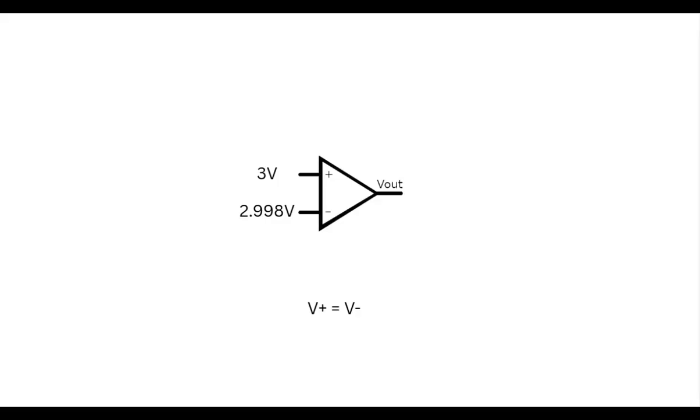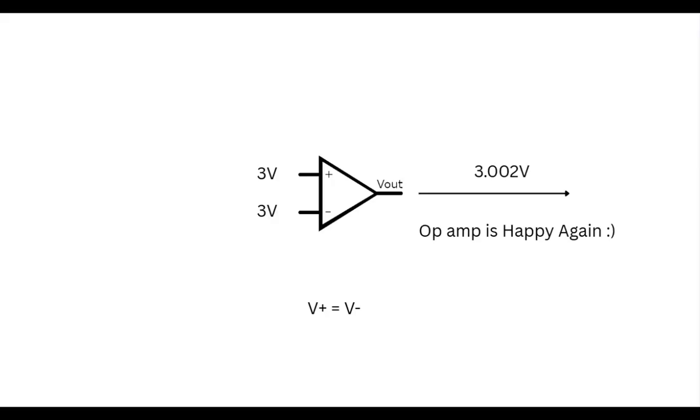Remember that an op-amp will always try to balance its inputs, so when it sees a 2.998 volt peak compared to our input peak, which reaches 3 volts, it will drive its output to accommodate it by having a higher output voltage to overcome the voltage drop.